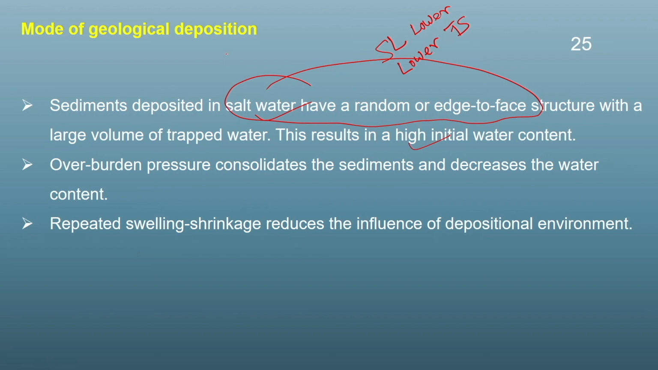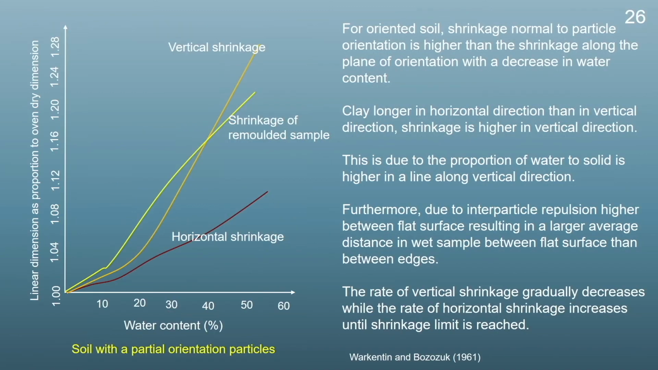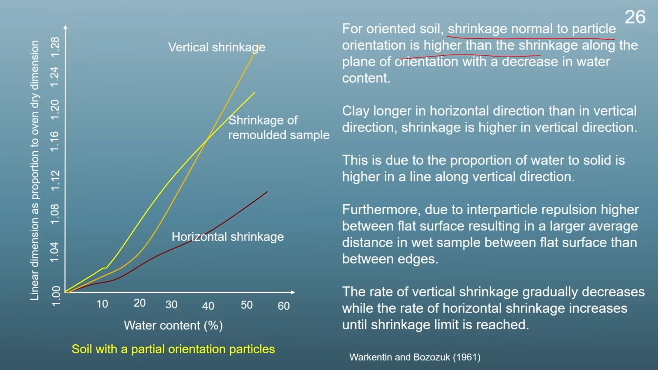However, the effect of the mode of geological deposition reduces when the soil undergoes repeated swelling and shrinkage cycles. Also, the orientation of the particles controls the shrinkage. For example, for an oriented soil, the shrinkage normal to the particle orientation is higher than the shrinkage along the plane of orientation, with a decrease in the water content. If we take a flocculated structure like this, and a dispersed structure like this one, then for the dispersed structure, the shrinkage normal to the particle orientation, that means the vertical shrinkage, will be more than the shrinkage along the plane of orientation.